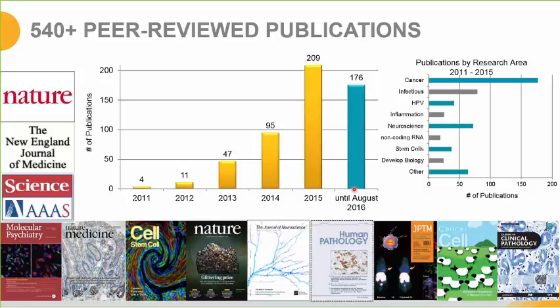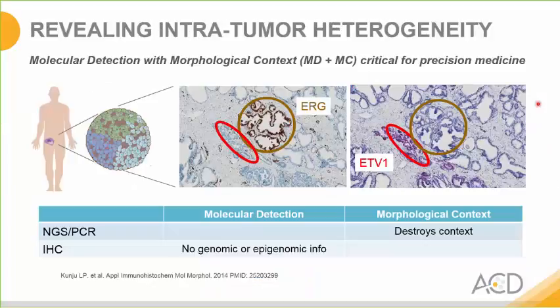RNAscope assays are applicable to a wide variety of fields, publications spanning cancer biology, immuno-oncology, stem cell biology, infectious disease, inflammation, developmental biology, neuroscience, and many other fields. So it's really a technique that lends itself to investigations in the spectrum of R&D as well as diagnostics.